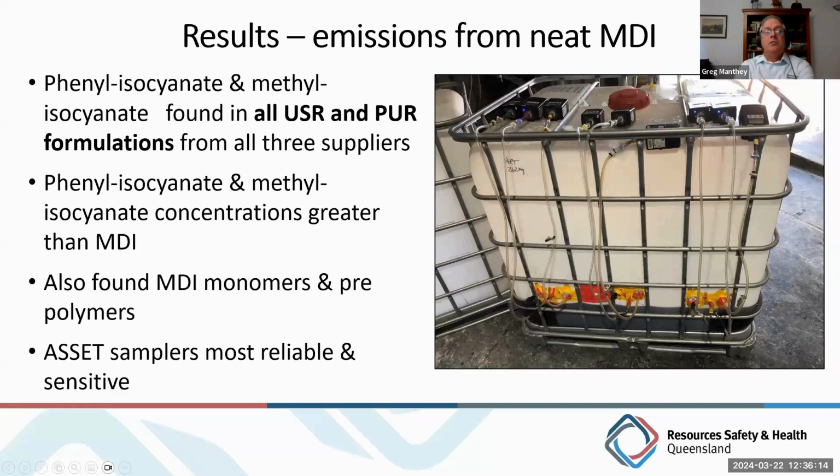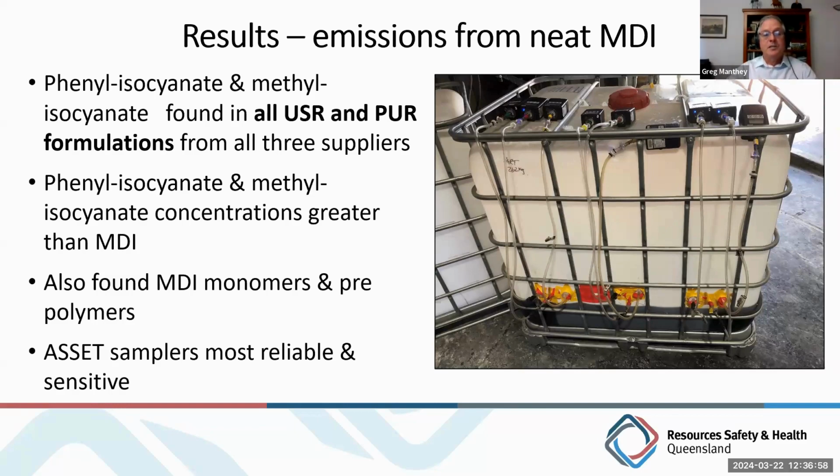Regarding the emissions, or the outcome, the neat MDI testing found phenyl and methyl isocyanate in all formulations from all suppliers, and generally in greater concentrations than the MDI. So I'll take you back to that vapor concentration issue. The methyl and phenyl isocyanates were at very, very low concentrations in the liquid, but proportionally were much higher concentrations in the vapor. So it's really important to know what's in the chemical as a liquid and what might be in the vapor above the liquid.